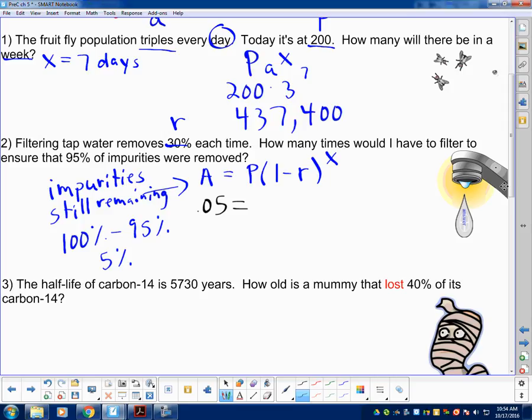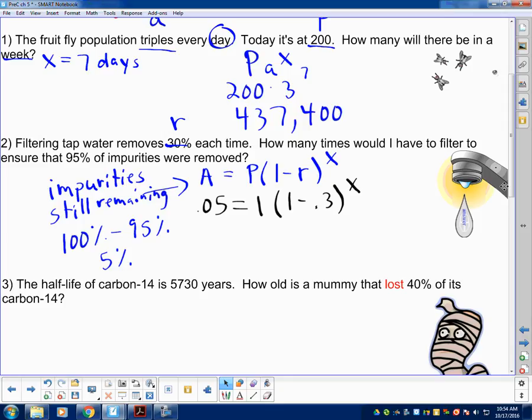What is P going to be in this case? Yes. So we're going to start with P is going to be 100%, which would represent 1. It's 100%. And then I have 1 minus, now the R is the 30%, which is 0.30, and then to the X. So I have this exponential equation, and I happen to have a variable power. See if you can go ahead and solve that right now.